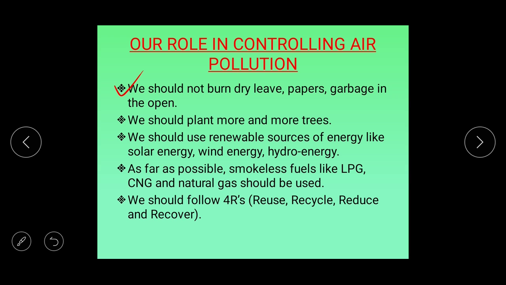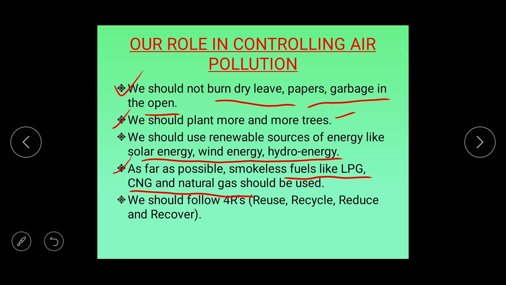The efforts are like, number one, we should not burn dry leaves, papers, and garbage in the open area. Number two, we should plant more and more trees. We should use renewable sources of energy like solar energy, wind energy, and hydro energy. As far as possible, smokeless fuel like LPG, CNG, and natural gases should be used. We should follow the 4 Rs, that is, reuse, recycle, reduce, and recover.